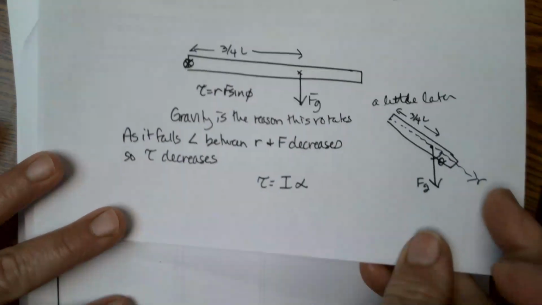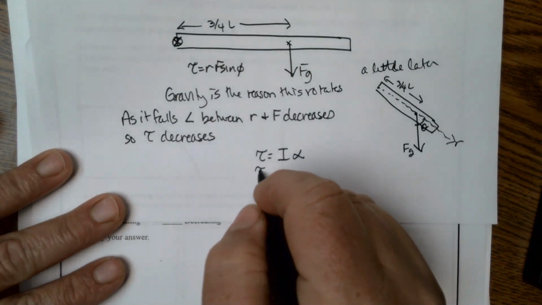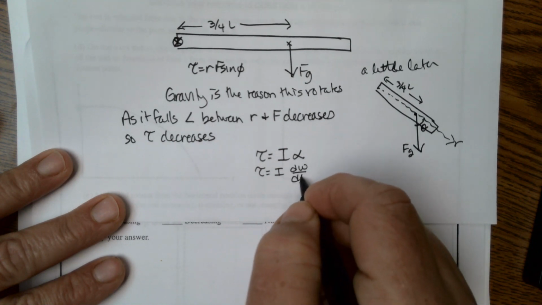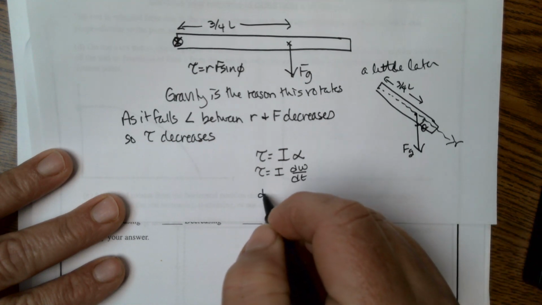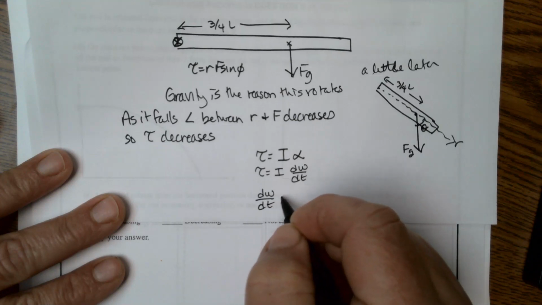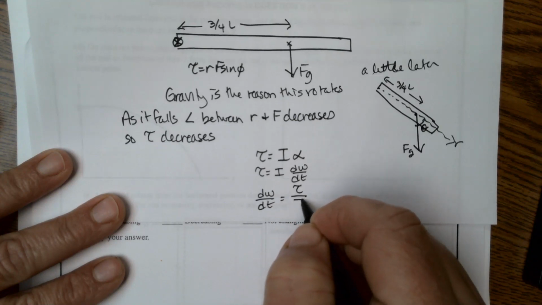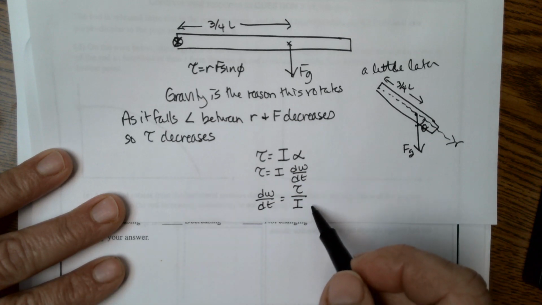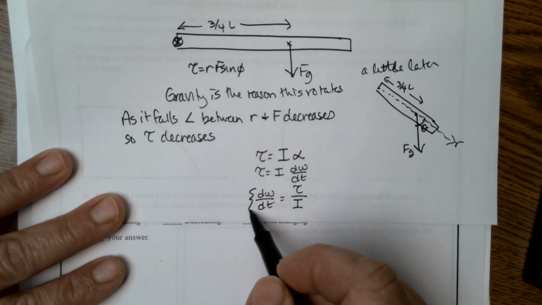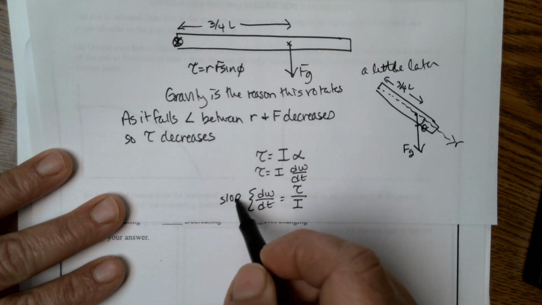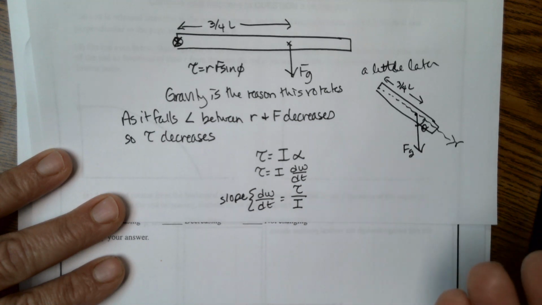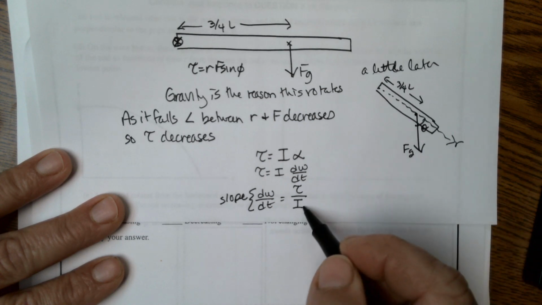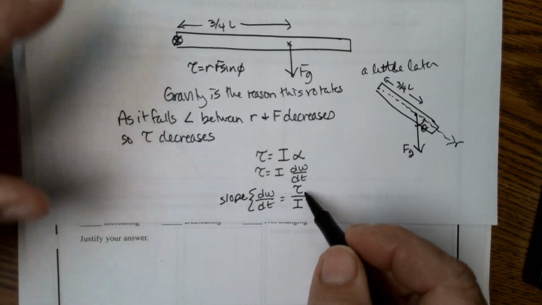And alpha is the derivative of velocity with respect to time. So the derivative of velocity with respect to time would be the torque over I. I is constant. Remember that this is the slope, because we know derivatives are slopes. So the slope is going to be torque divided by I. If this is constant, then it's all going to hinge on torque.